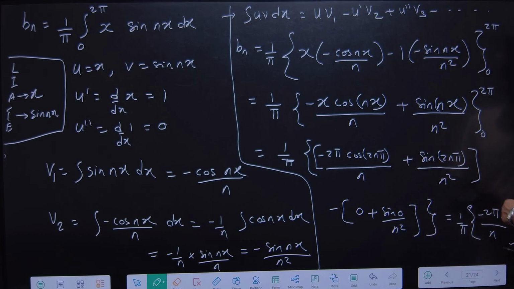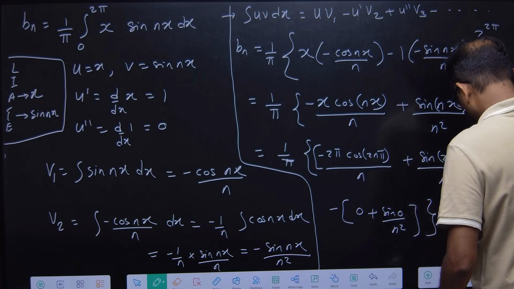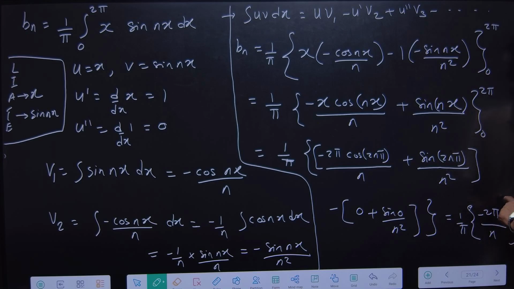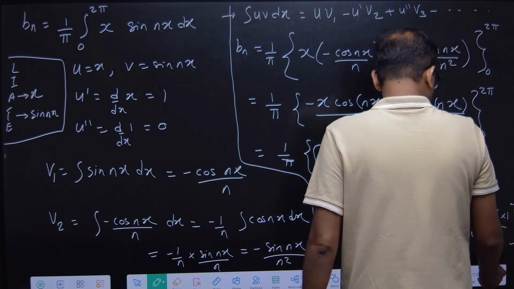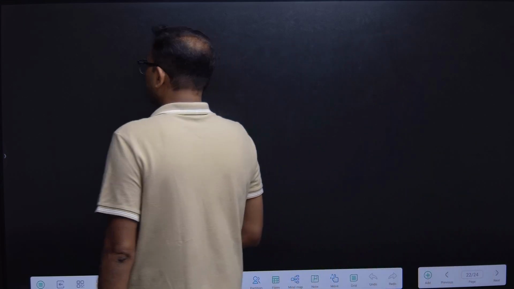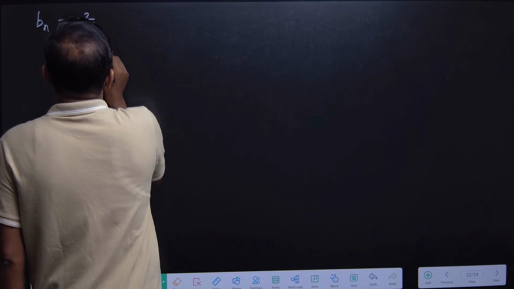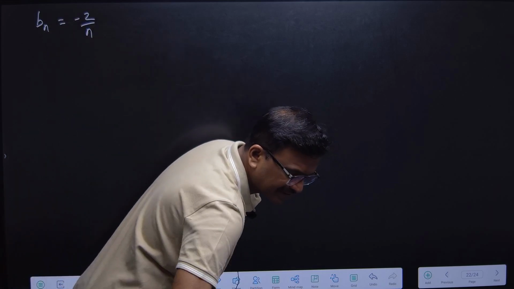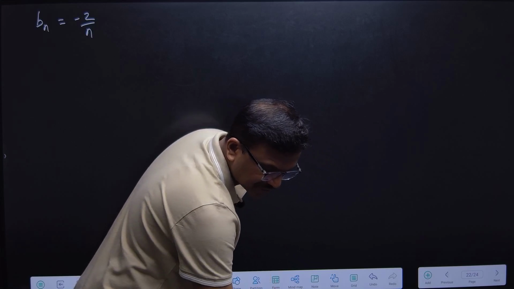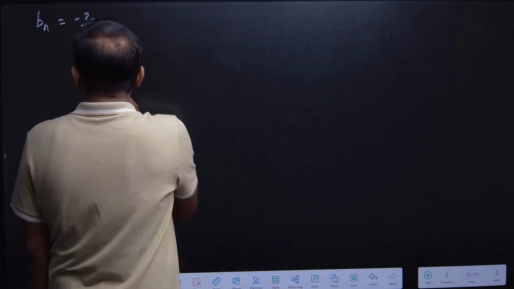And again in that I will substitute cos 2n pi as 1. So if you multiply 1 upon pi inside this bracket, that pi gets cancelled. We get bn as minus 2 upon n. So we'll get bn as minus 2 upon n. Let us check whether it is correct. Yes, it has to be correct. Bn is minus 2 by n is correct.